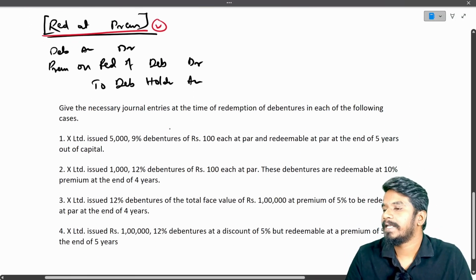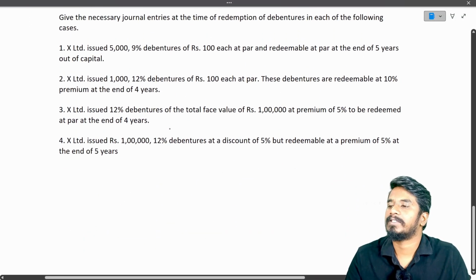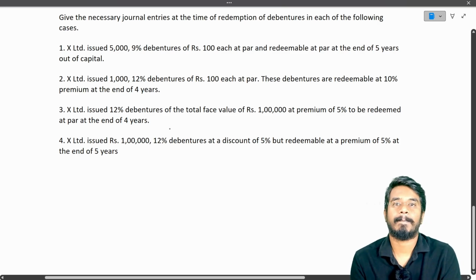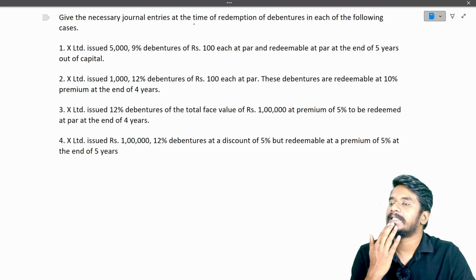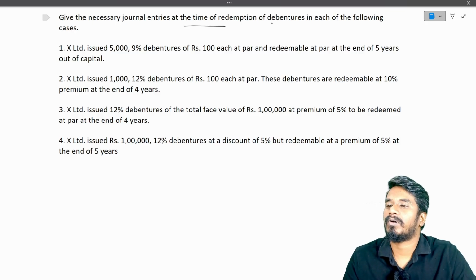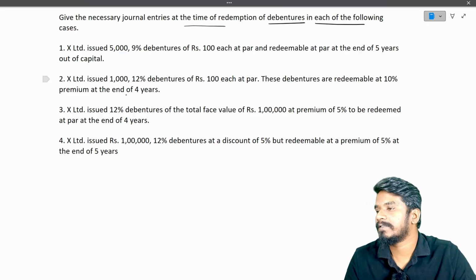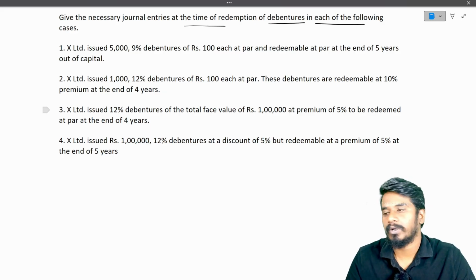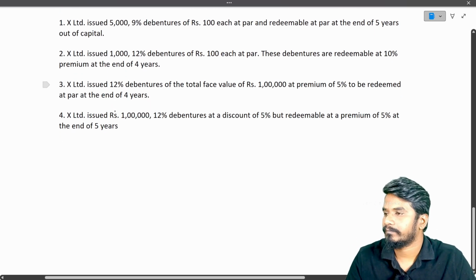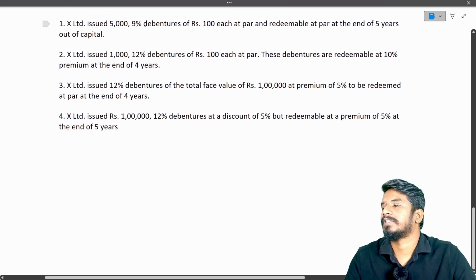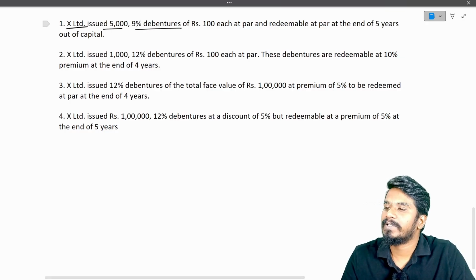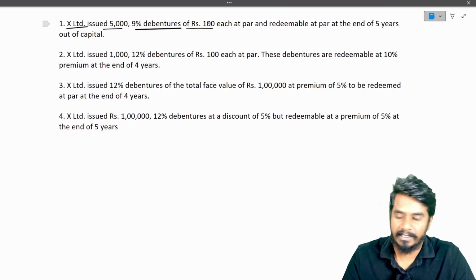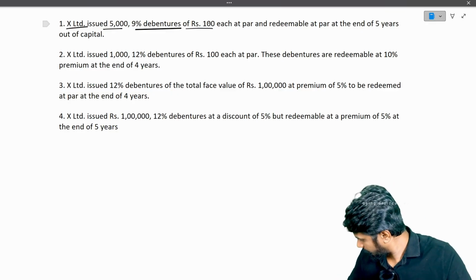Okay, let us see one question and solve it, and we'll understand much better. Let us read the question. Give journal entries at the time of redemption of debentures in each of the following cases. We have four cases, and we need to journalize all four. Now let us read the first case. X Limited issued 5,000 9% debentures of rupees 100 each. Let me take my calculator.